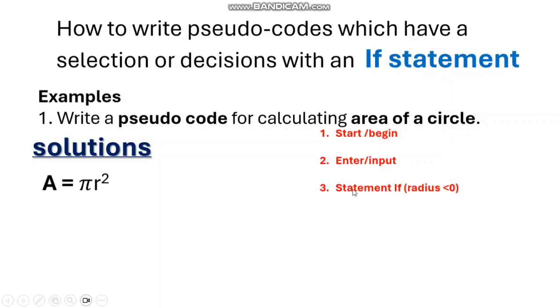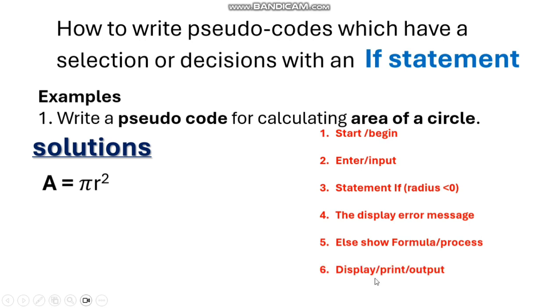Then on step 3, since we are looking at a statement, we are going to have an if statement. In this case we are looking at the area of the circle, so the statement will be if the radius is less than 0. Then on number 4, we are going to display an error message. On number 5, or else, we are going to show the formula or the process. Then on number 6, we are going to display, print or output the area of the circle. Lastly, we are going to stop or end the program. So let's see how we can answer our question.